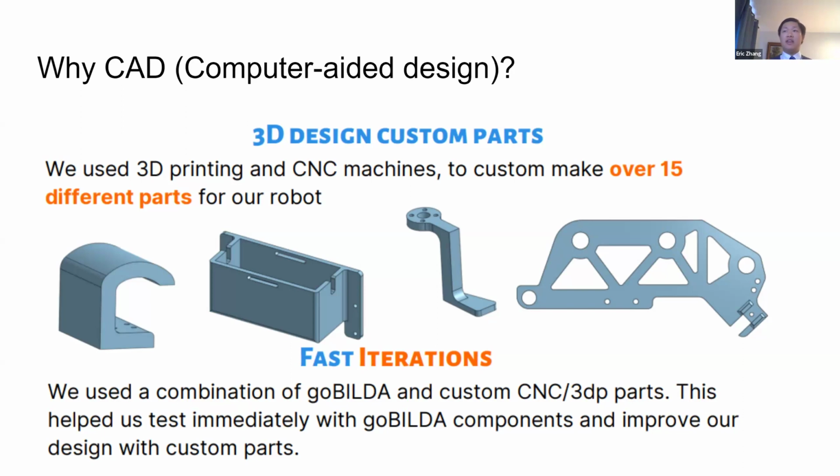The advantage of CAD is that it allows us to quickly iterate through many different design ideas. As you can see in our images, we can model our individual components far more easily than, say, building them by hand and using hand tools to physically make a model. We use a combination of goBILDA and custom CNC and 3D printed parts. This helped us to immediately test with our goBILDA components and improve our design with custom parts.